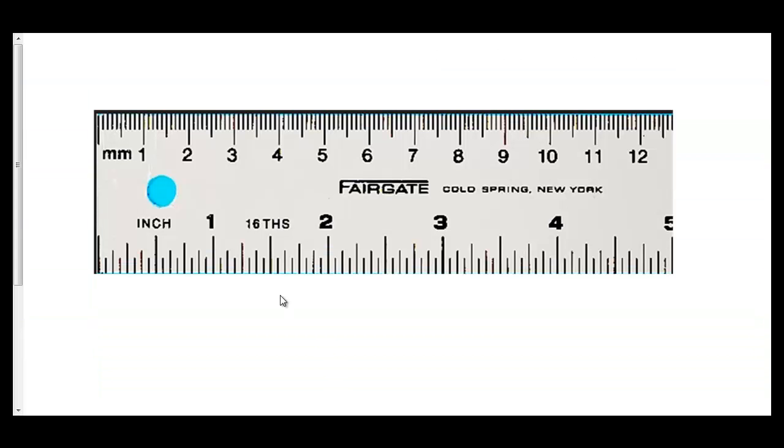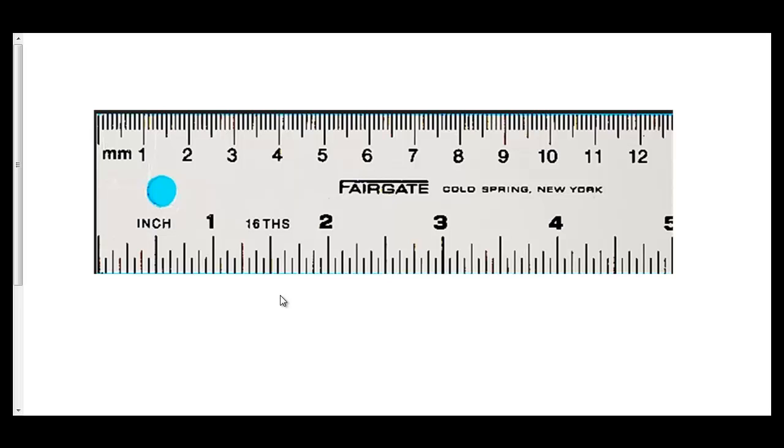All right, today we're going to be talking about metric measurement. So there are two kinds of measurements. We have metric and then we have U.S. customary. In the United States, we use the U.S. customary, inches, feet, yards, but the rest of the world uses meters, millimeters, and centimeters.